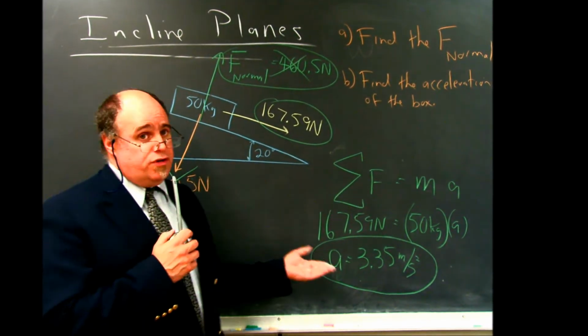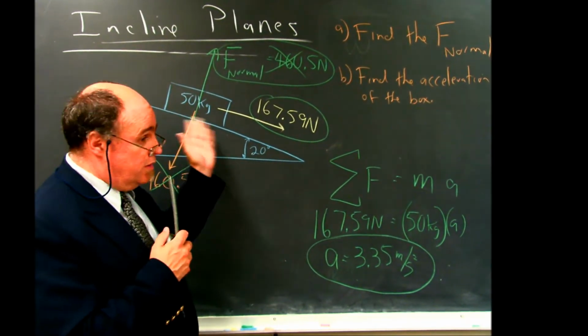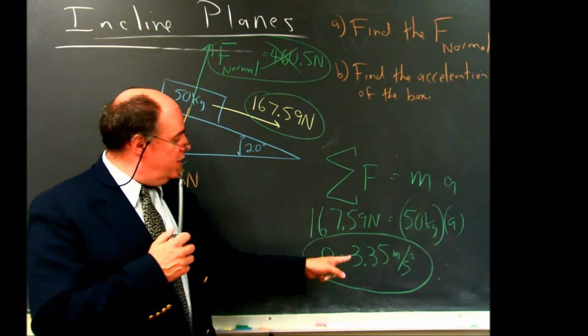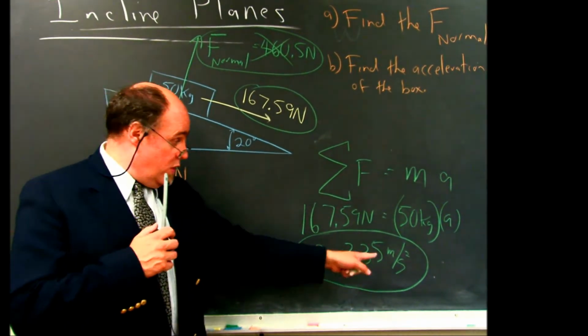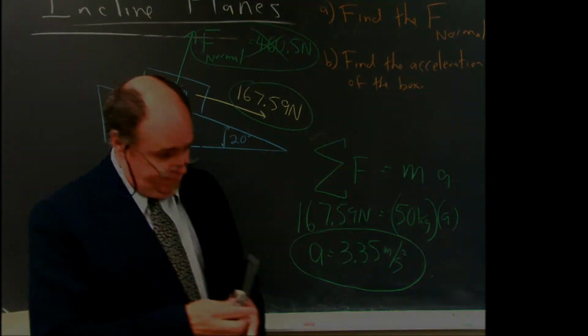So that's the acceleration rate. So you have some box on a hill and it's a slippery surface, and something is accelerating down at a rate of 3.35 meters per second squared. Okay, so that's our acceleration rate.